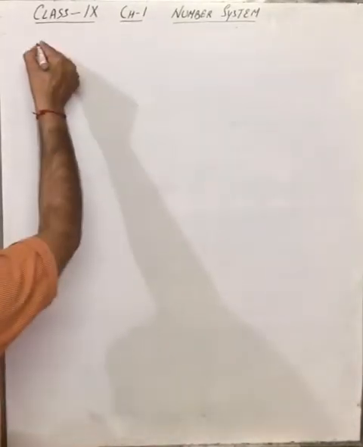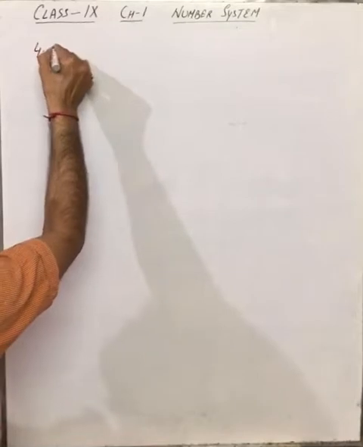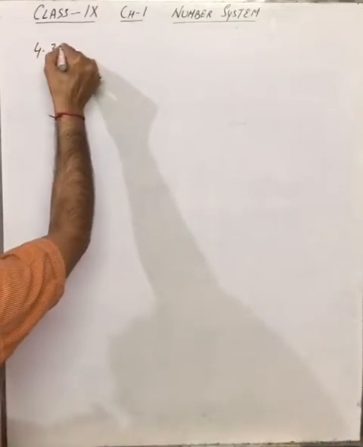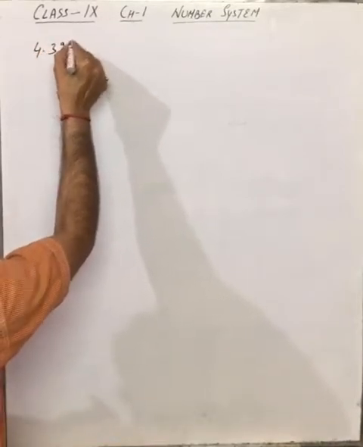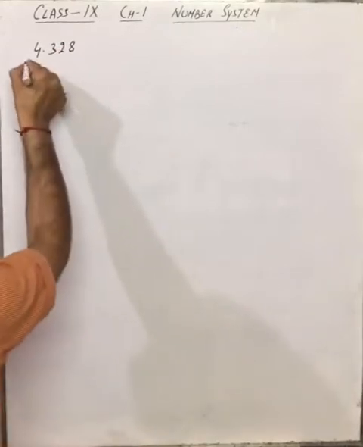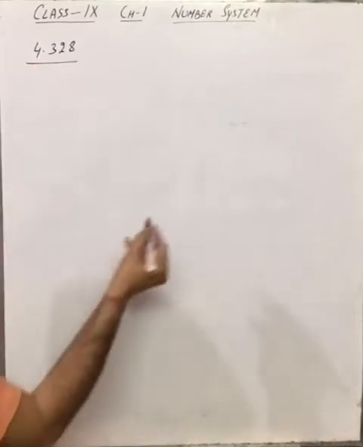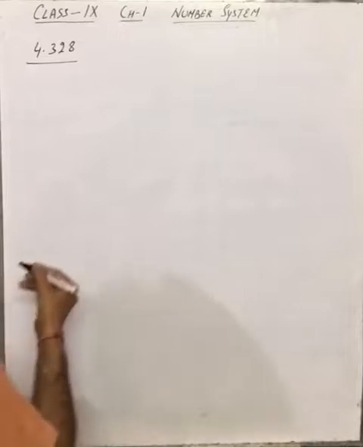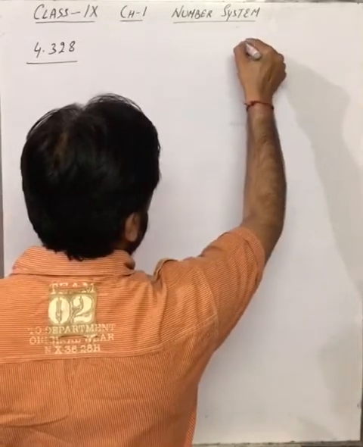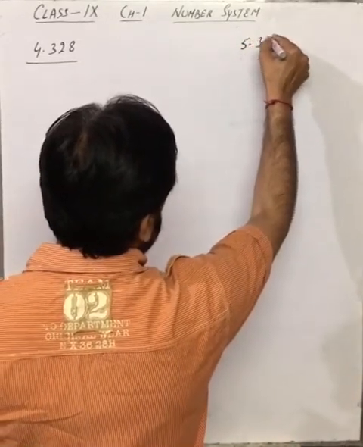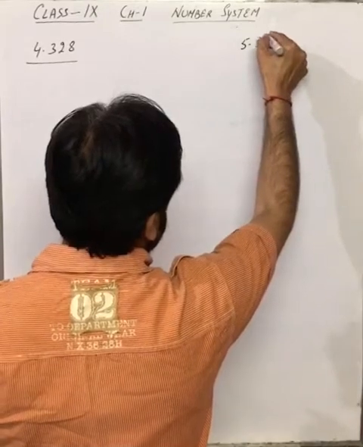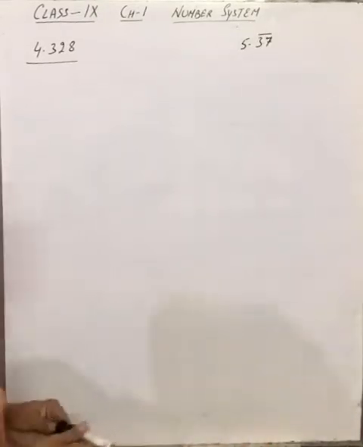Suppose we have two numbers: 4.328. We need to represent it on number line. Let me write one more number so that it will be more clear to you. Suppose we have 5.37 bar. We need to represent these on a number line.